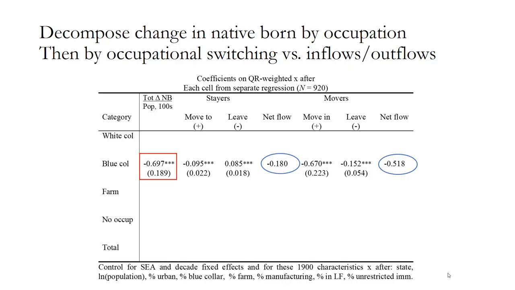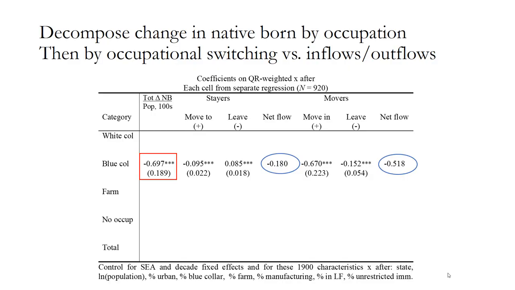Okay? So then you can add up those two, and on net, we have a reduction of around half a person per 100 in the population leaving who are not in blue-collar work because of inflows and outflows. We have around 0.2 of a person per 100 in the population not in blue-collar work because of occupational switching, and then we add those together and we get the number in the first column. So that fully decomposes where the reduction in native-born blue-collar comes from, and around 70% of it comes from what's going on with internal migrants.